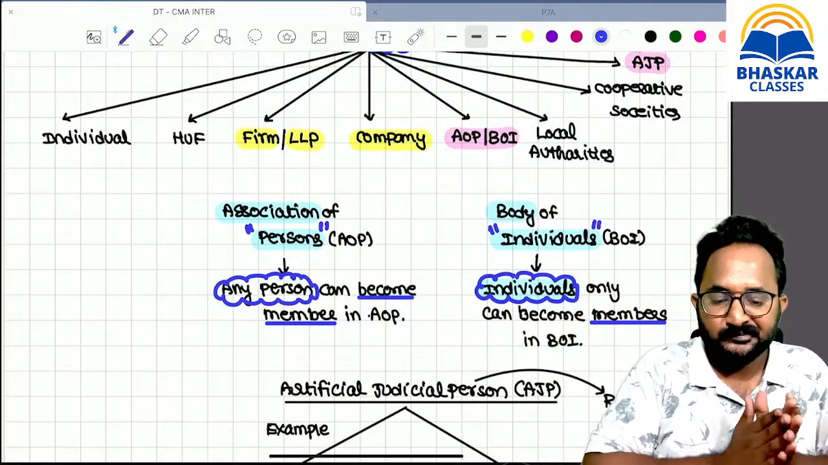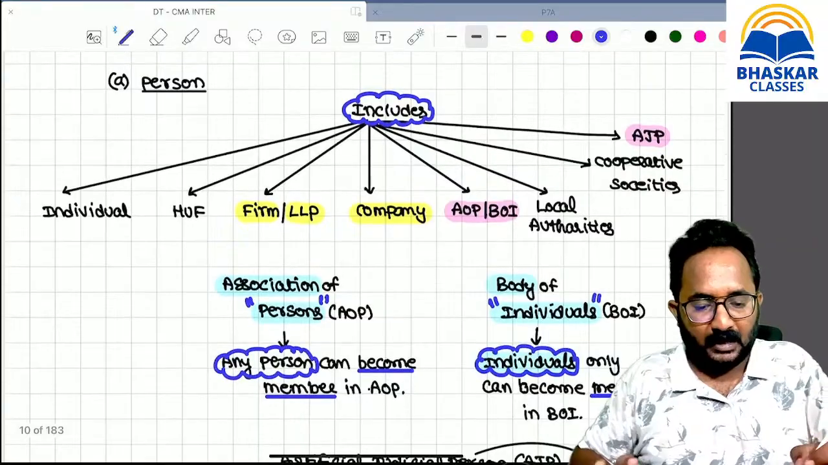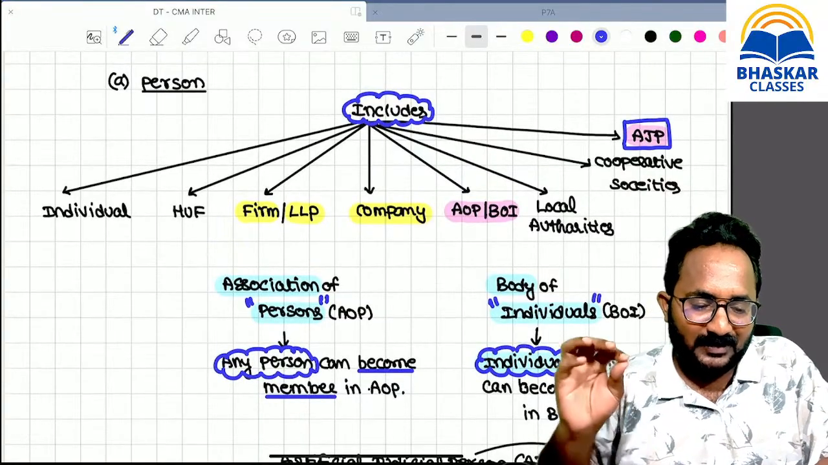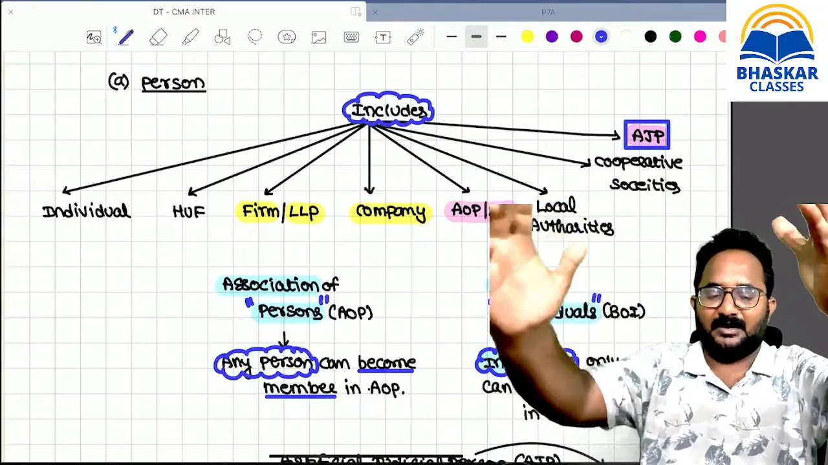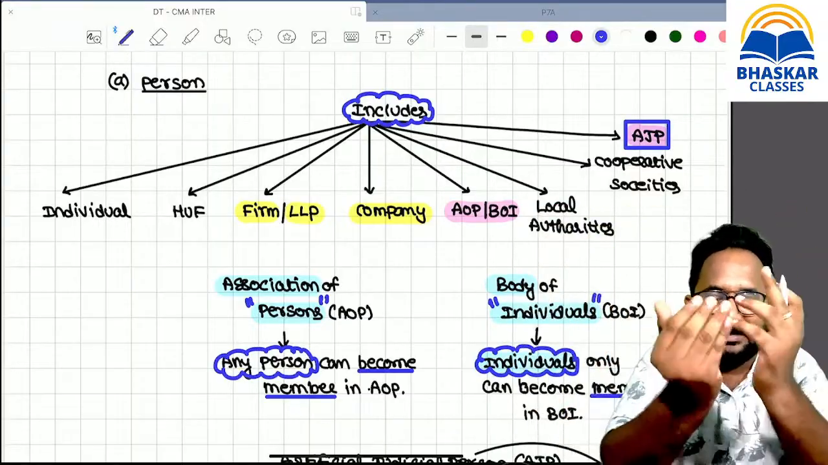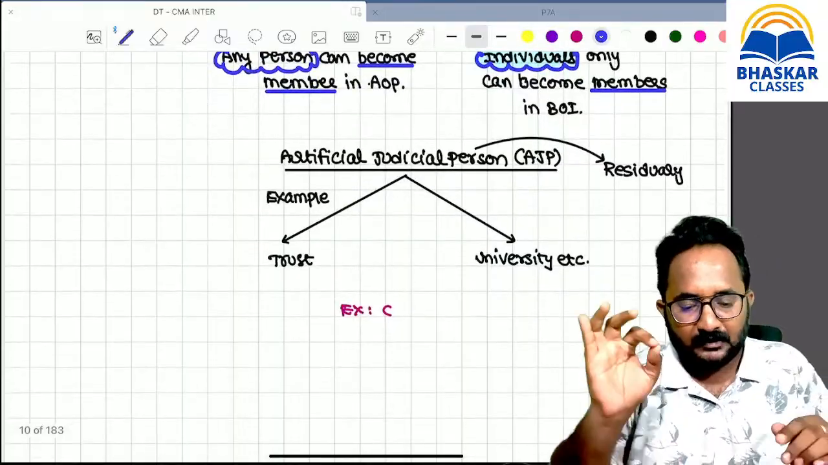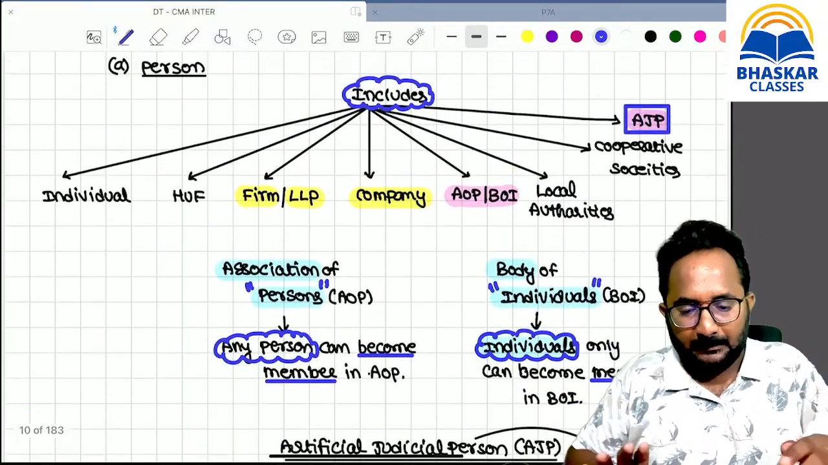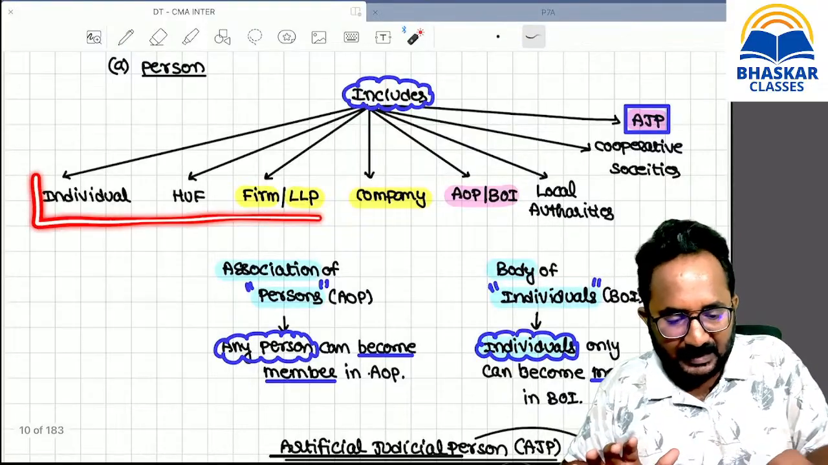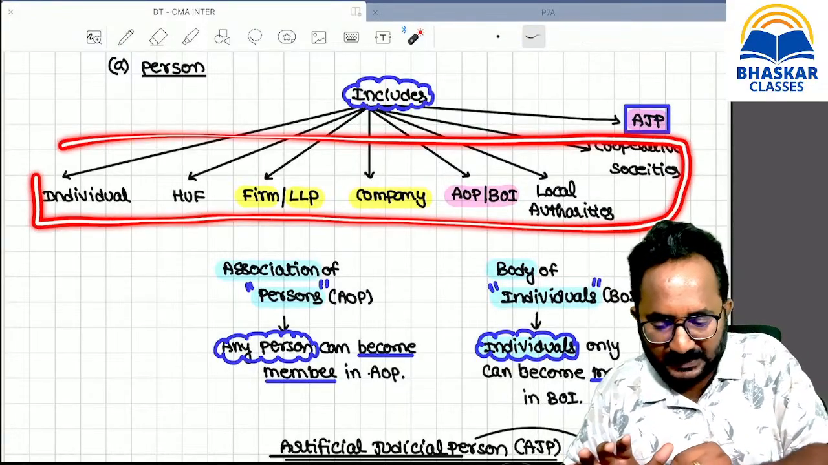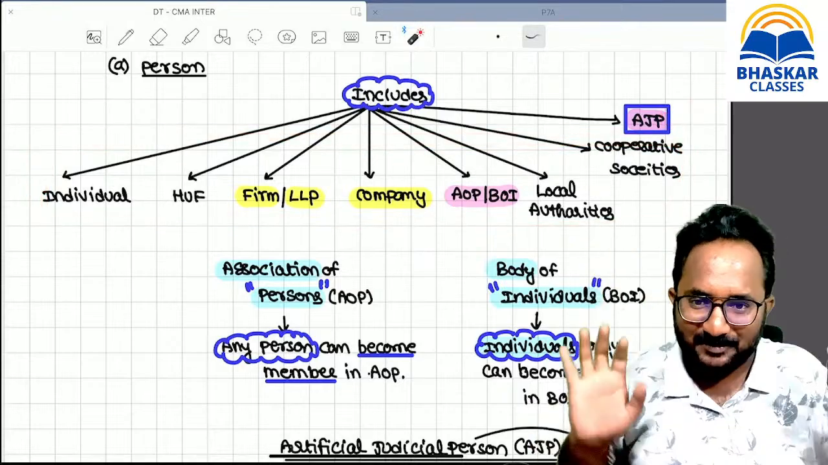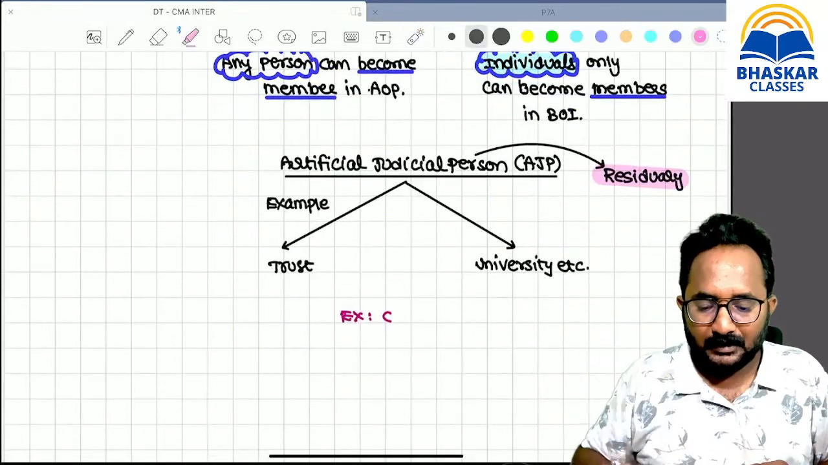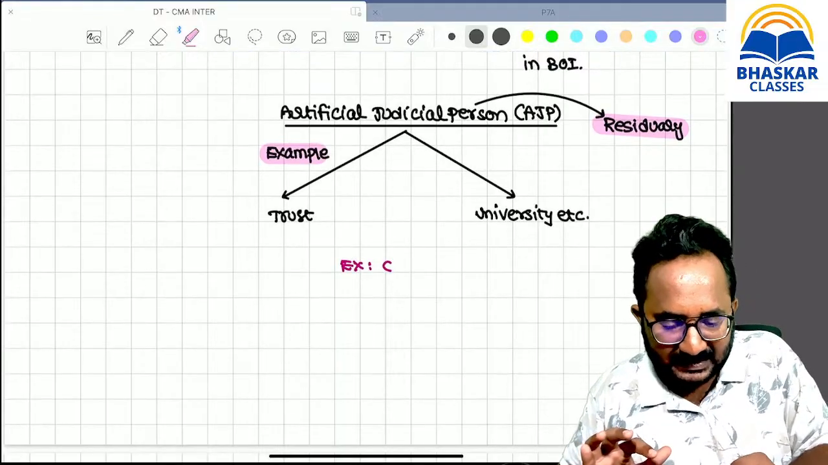Are you clear? Now I want to tell you about AJP. Many students read the definition from individual to AJP, but they don't know what AJP means. I will tell you. It is a residuary category. If any person is not classified in any of these, that person has a place in AJP. So it is residuary or miscellaneous. For example, a trust.